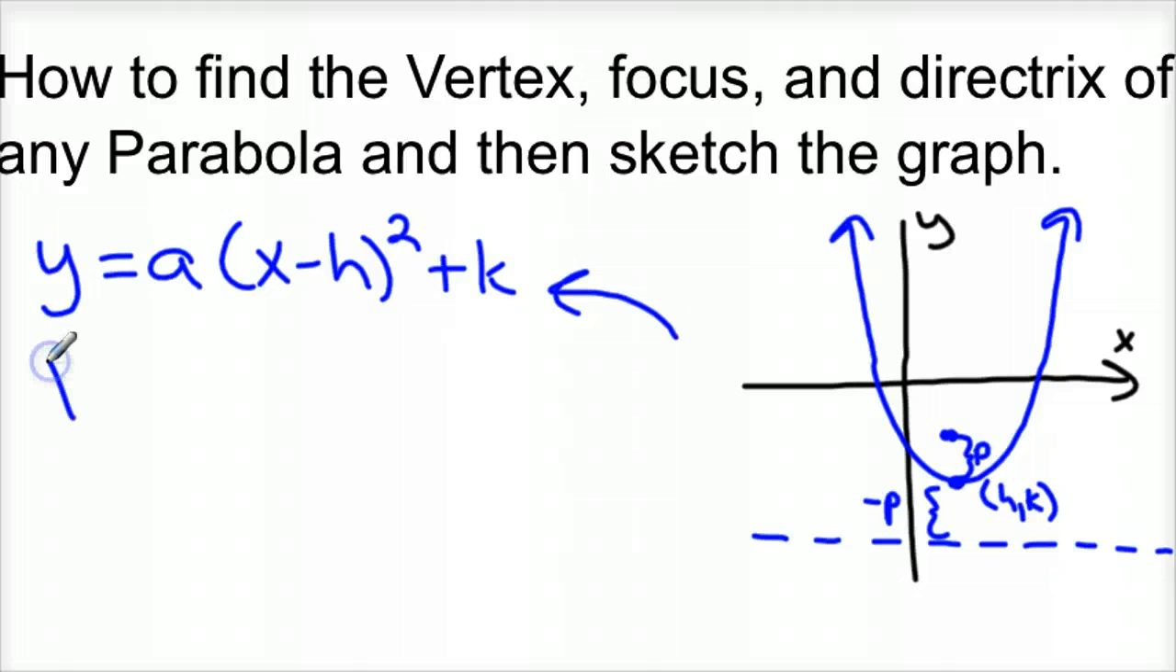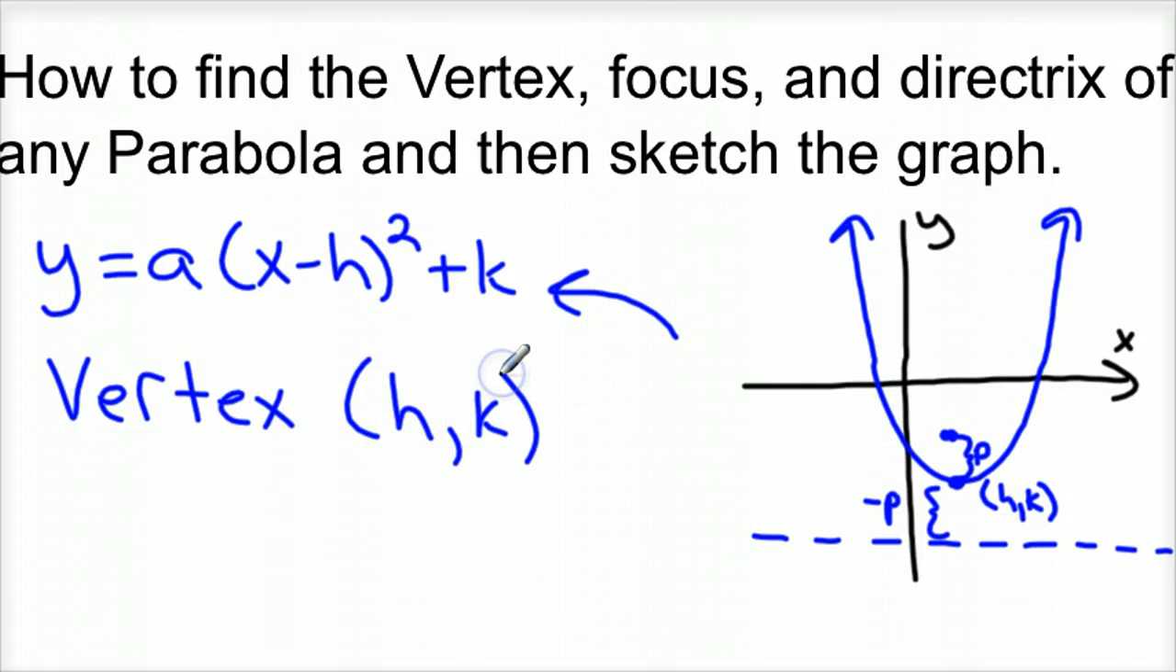Just going through the most important things, the vertex would be h comma k. I already kind of came up with that, where you change the signs anytime you come out of parentheses there. The k value wouldn't change.